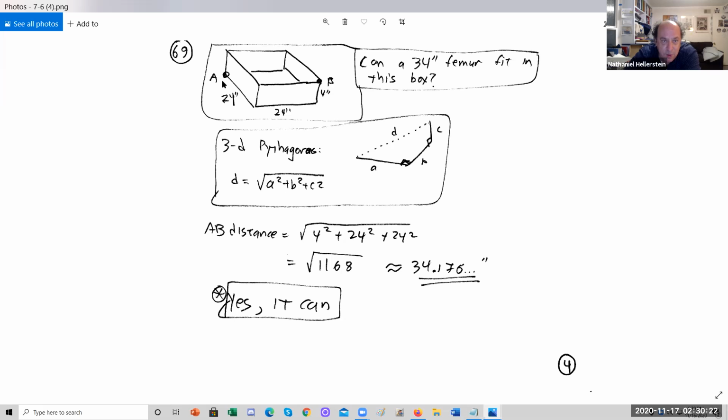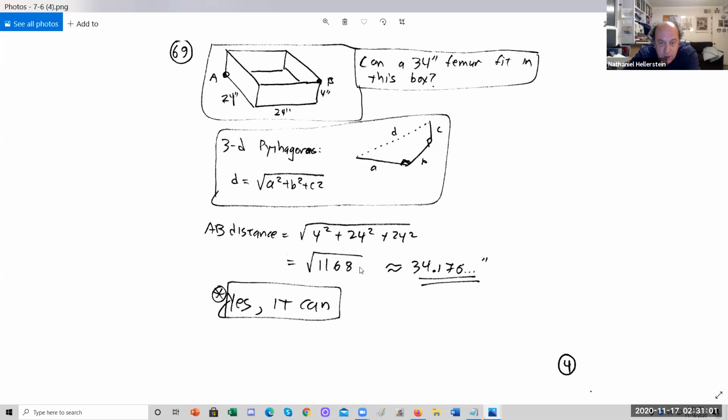All right, here we have this box, 24 by 24 by 4. And can a 34-inch femur fit in this box? The idea would be to go from point A to its opposite catty-corner point B. Now, there's a 3D version of the Pythagorean theorem. We have length A here, right angle here, right angle here. And then the 3D distance is the square root of the sum of the squares of all three sides. In this case, it's 4, 24, and 24. So square root of 4 squared plus 24 squared plus 24 squared.